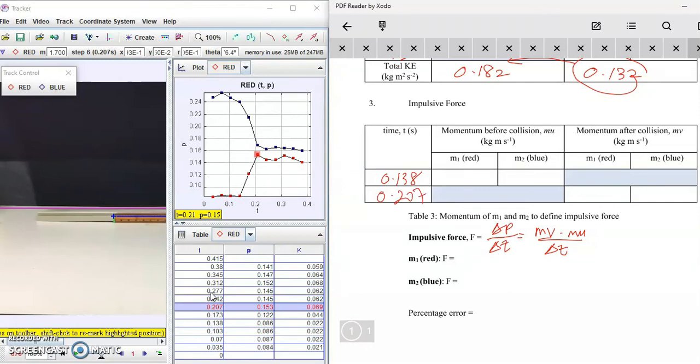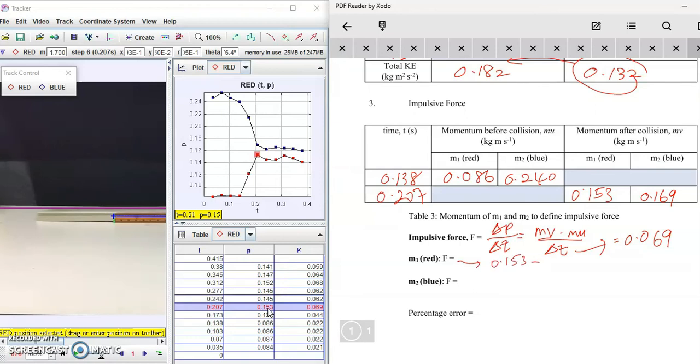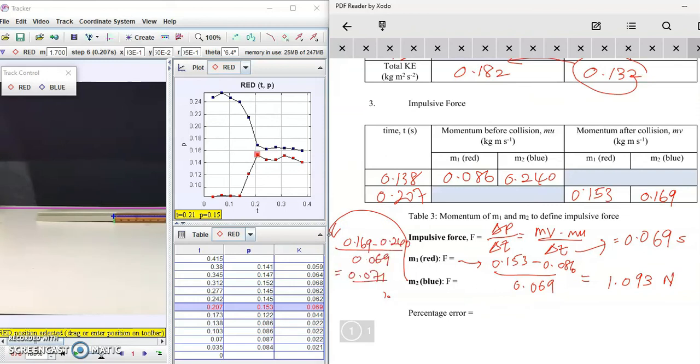So delta t will be 0.069. So the answer will be 0.193 Newton. And for the blue car, equal to 1.029 Newton. So this is the impulsive force for the red car, and this is the impulsive force for the blue car. A slight difference there.